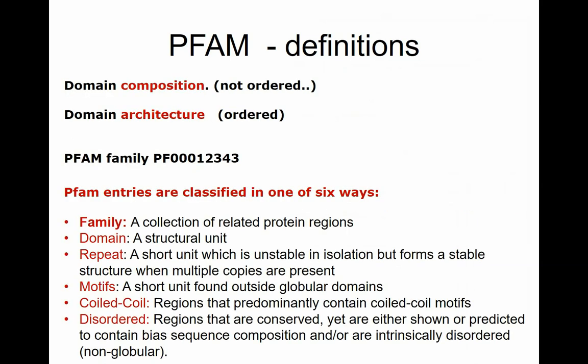Now, a few more definitions. There is a definition of composition and a definition of architecture. It's very intuitive. The composition is not ordered. So a protein can have domain A 2 times, domain B 3 times, and that's it. And you don't know what the order is.